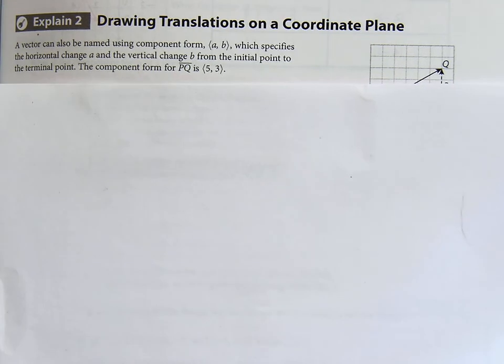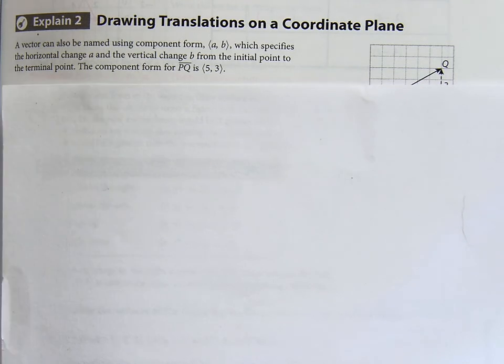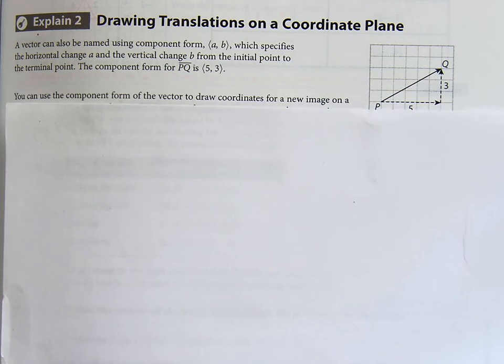A vector can also be named using component form, (a, b), which specifies the horizontal change a and the vertical change b from the initial point to the terminal point. So we're just looking at the change at this point. The component form for line segment BQ is (5, 3).